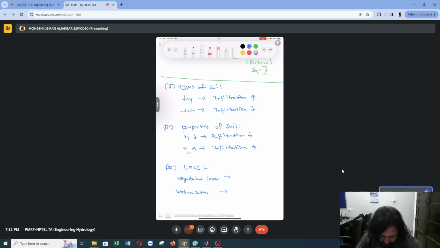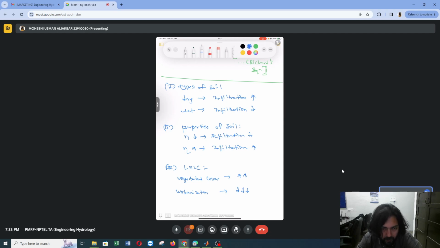So in the first case, that is vegetation cover, the exposure of ground surface is with soil. So if it is a soil surface, obviously the infiltration will be more. But urbanization means the surface is not a ground surface, it would be a concrete surface. So in that case, the infiltration will obviously be less. So these are the factors that are affecting the infiltration process.